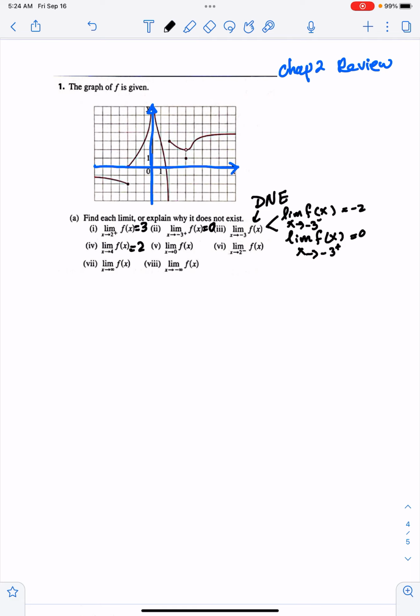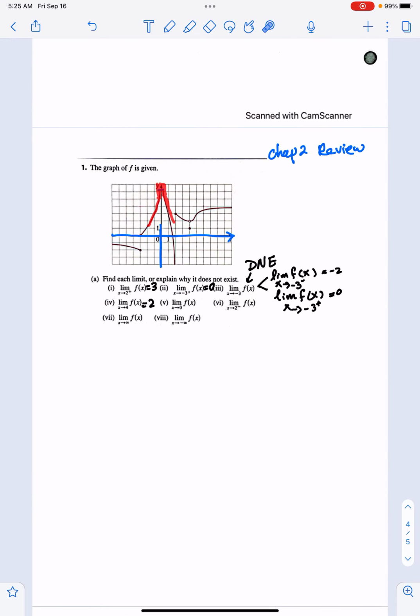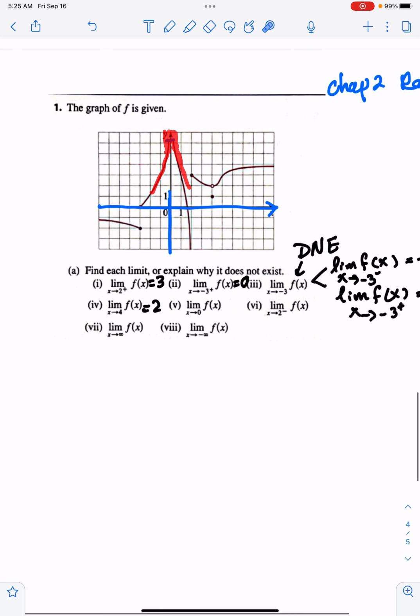So f of x as x gets closer and closer to 0. As you see up there, as x gets closer and closer to 0, one side of the graph is going to positive infinity on this side, the other one going to positive infinity on the other side. So you would say it is equal to positive infinity.